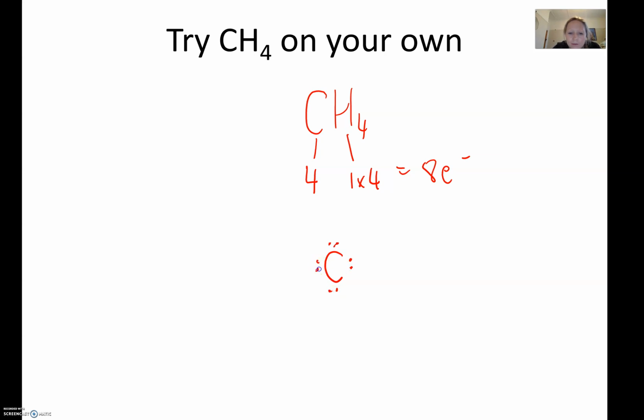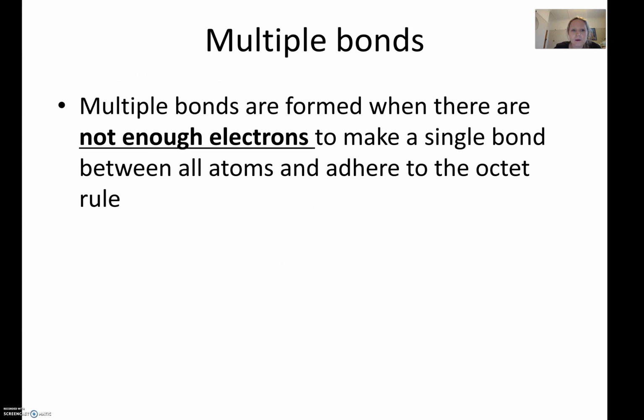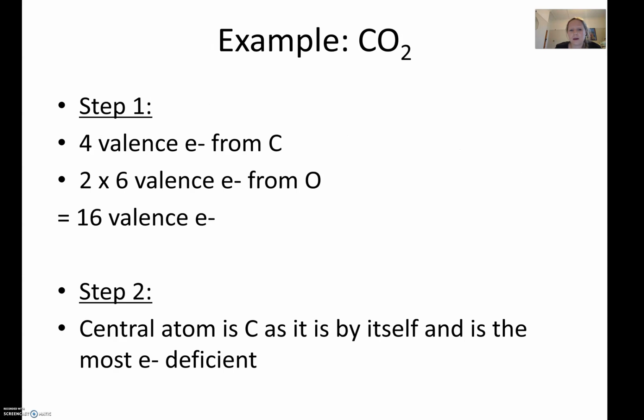Oops, a couple of these are a bit ugly, that's alright. Add in your hydrogens. Each hydrogen has 2, each carbon has 8, well the one carbon has 8 electrons. All are stable, and that's the Lewis structure for methane. So, perfect. Multiple bonds now. Multiple bonds happen when we run out of electrons, essentially, to make a single bond. So, let's run through some examples.